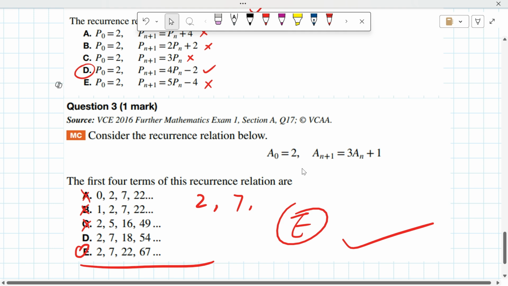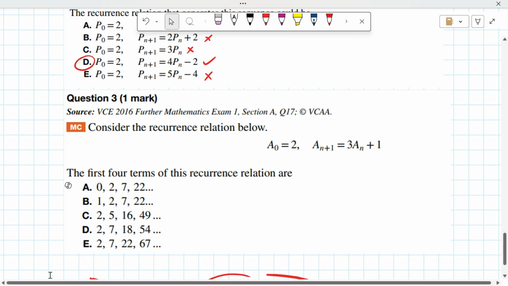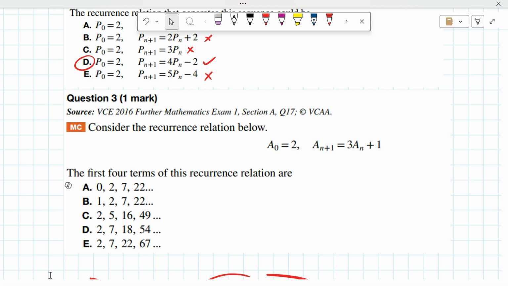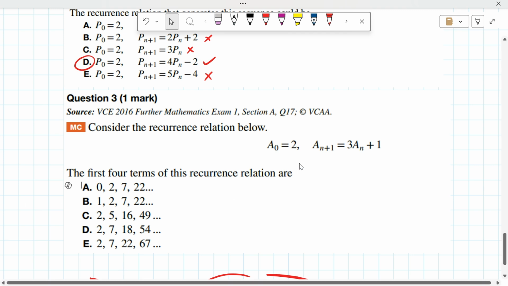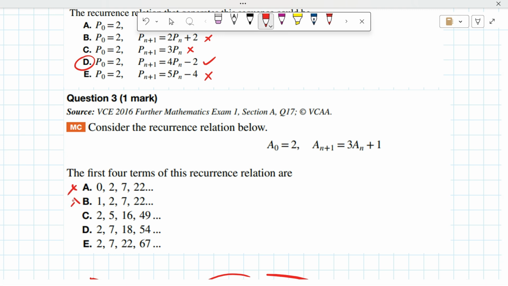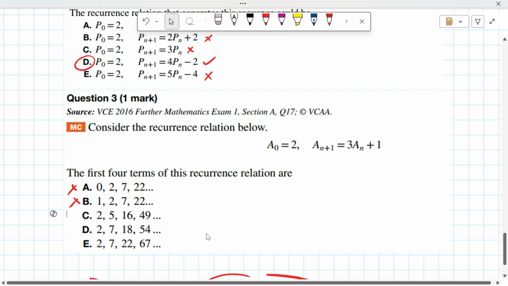And now let's try to figure out this question and why that equals E. First things first, we always start with the recurrence relation. Let's have a look at the first 4 terms. Okay, so start with 2. If you have 0 and 1, that's not correct straight away. So C and D and E.